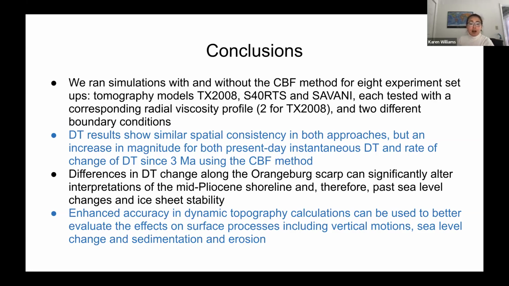Differences in dynamic topography change along the Orangeburg Scarp can significantly alter the interpretations of the mid-Pliocene shoreline and therefore past sea level changes and ice sheet stability. And the enhanced accuracy in dynamic topography calculations can be used to better evaluate the effects on surface processes, including vertical motion, sea level changes, as well as sedimentation and erosion, to name a few.